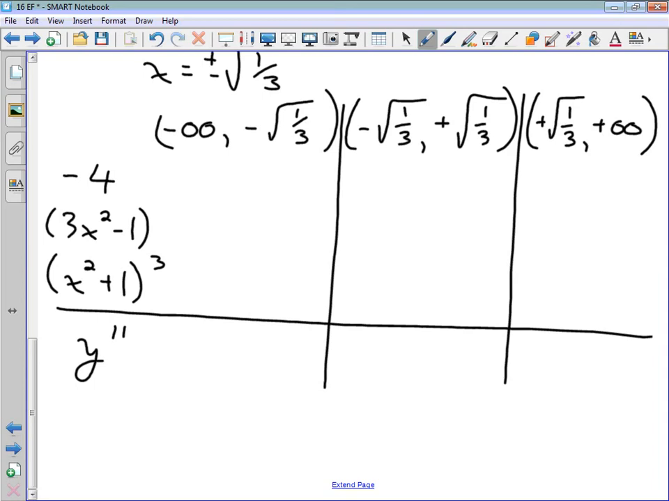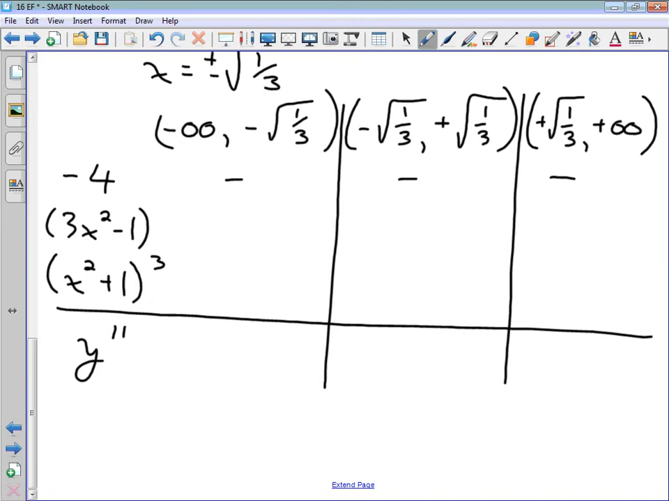All right, the top row is the tough one, so I'll fill that in. What about the second row? 3x squared minus 1. Okay? So imagine putting in a really big negative number, like negative 100 or something. Is 3x squared minus 1 going to be negative or positive? What do we think?